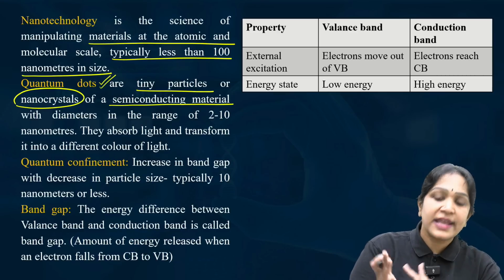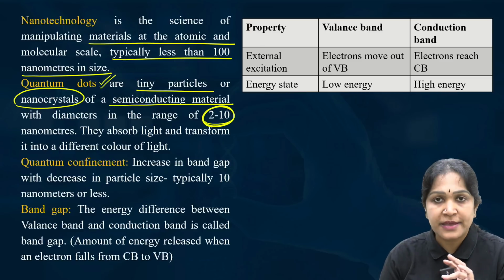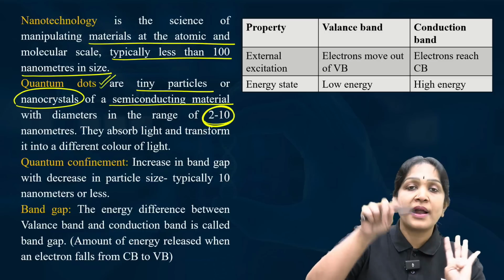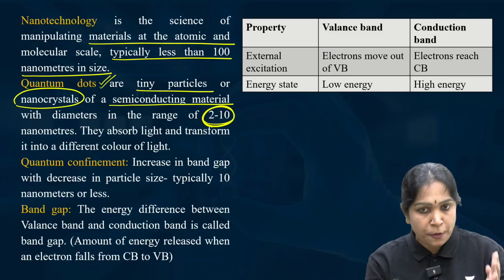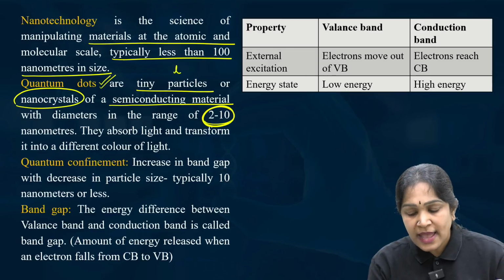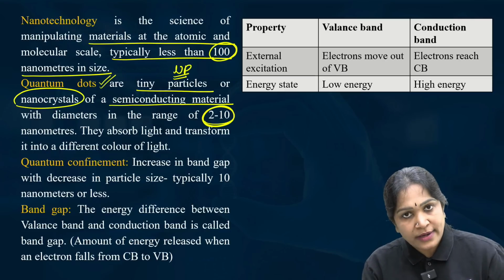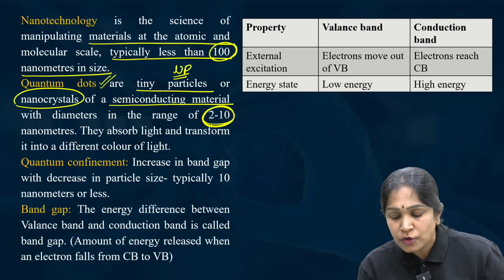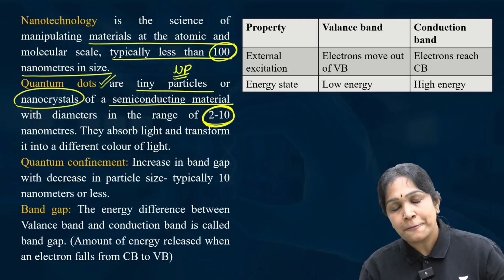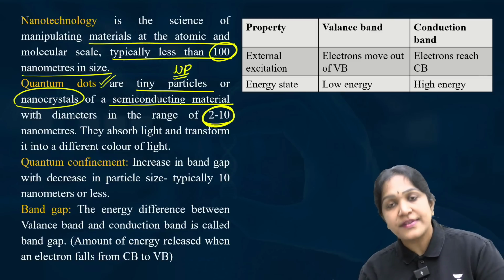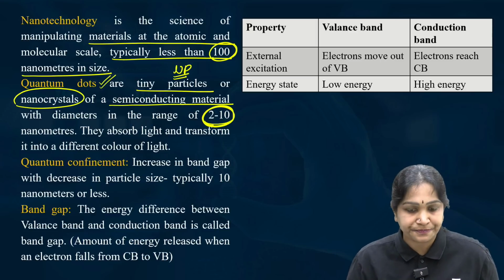Very tiny means how tiny? 2 to 10 nanometers. So we can also say very small nanoparticles are quantum dots, because a regular nanoparticle is up to 100 nanometer size, but a quantum dot is only up to 10 nanometer size. It means nanoparticles are already small, but quantum dots are even smaller. The smallest nanoparticles are called quantum dots.